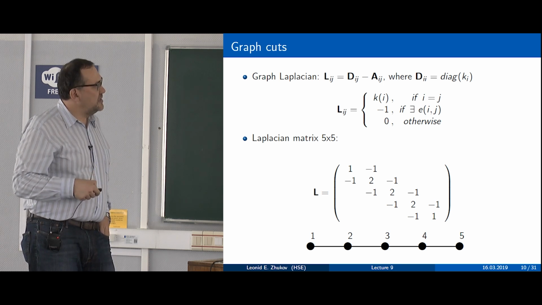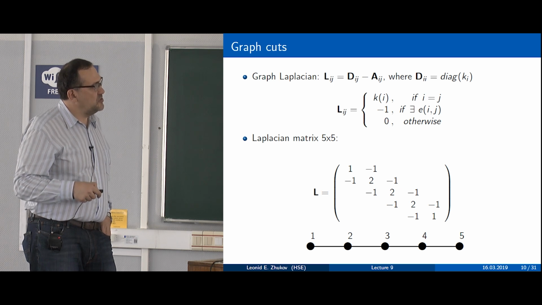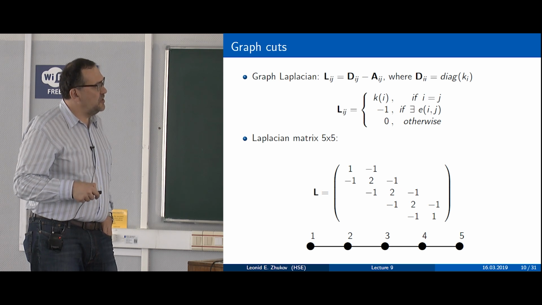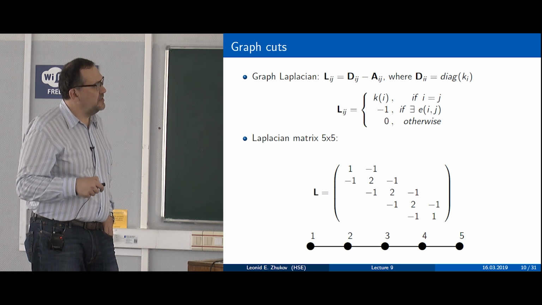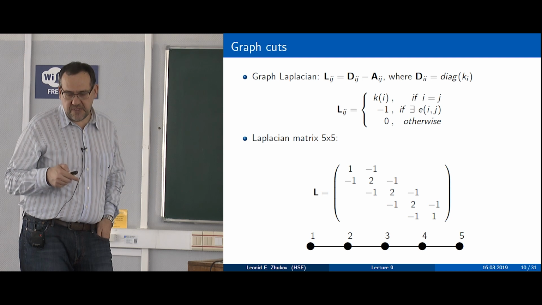So let's see. This is graph 1, 2, 3, 4, 5. And that's what the Laplacian matrix is going to look like. On the diagonal, I'll have node degrees, right? This node has degree 1, this node has degree 2, this node has degree 2. So these are just node degrees. And off the diagonal, whenever two nodes are connected, there are -1s in there. And because we have only neighboring nodes connected, there is a tridiagonal structure of the matrix. Is it clear what the matrix is?